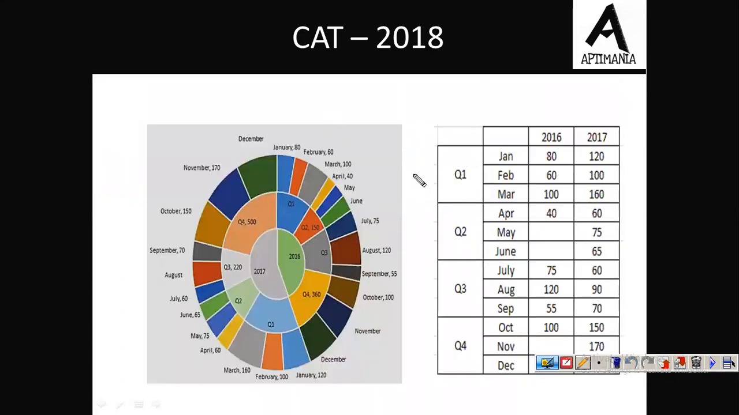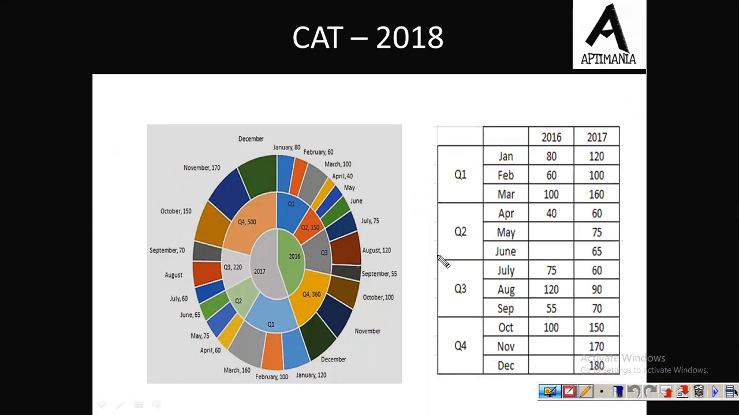Okay. So let us first form a table out of this data. हमने क्या किया है, इस डेटा की एक टेबल बना ली है जिससे थोड़ा इजी रहे हमको देखने में इक्वेशन. Fine. So now let us fill out the missing values first. So these values were given to us directly in the question. ये हमने वो values है जो हमने pie chart से लिए. For example, talking about 2016, the value of January was 80, then 60 in Feb, then 100 in March, then 40 in April. The value of May and June was missing, so I have left it blank over here. In July it was 75, then 120, then 55, 75, 120 and 55 and so on. So like this we have filled out this table.